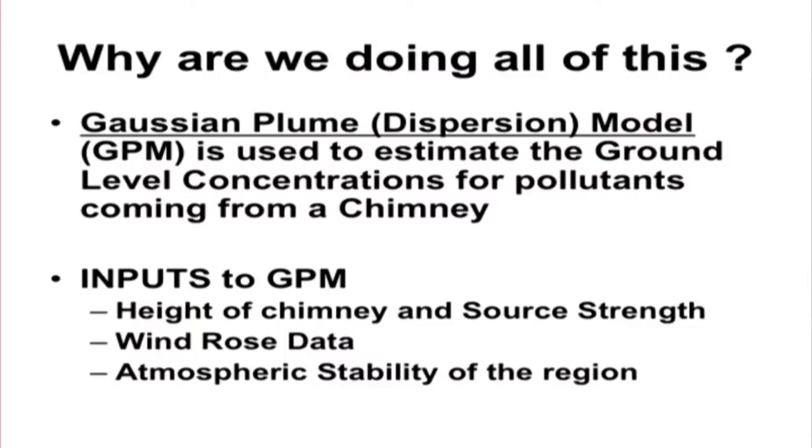All right, so the Gaussian plume model is used to estimate the ground level concentration of pollutants coming from a chimney. Inputs to the GPM, the Gaussian plume model: the height of the chimney, windrose data, and the atmospheric stability of the region. These are not so easy to get. They're difficult to get, but once you get them, that's what becomes the input.